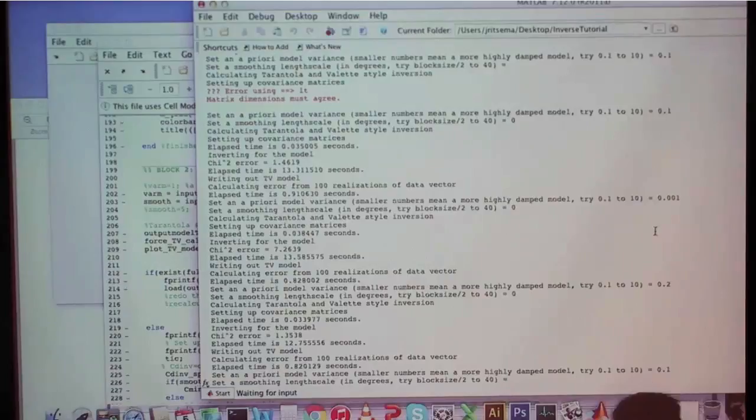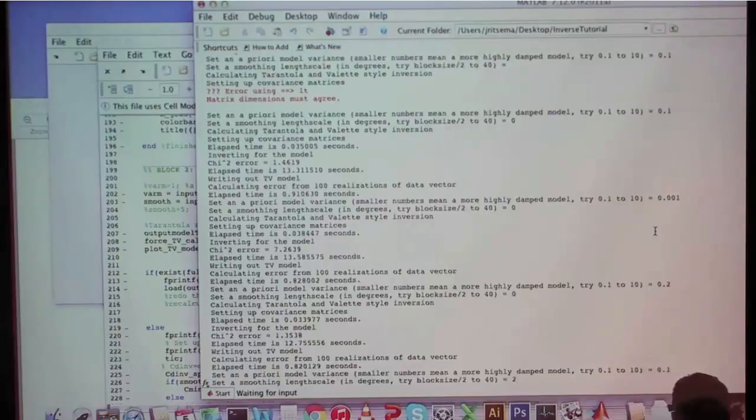What did I do? Let me try 2. So if I put here 2 degrees, that means that block size over 2 is 2. So I'm telling it basically that the smoothing length scale is 2.5 degrees, roughly. Is that right?